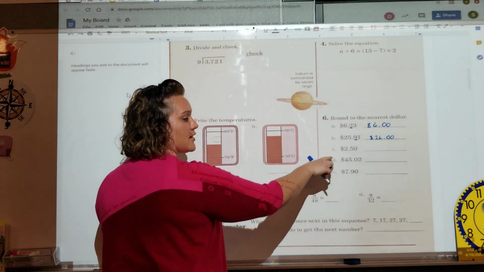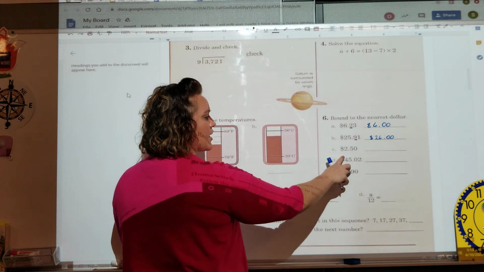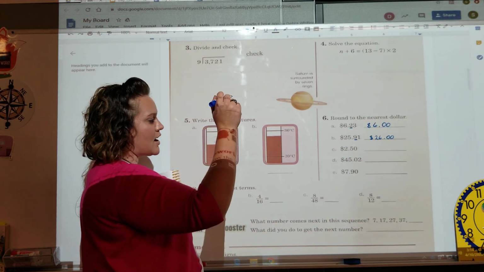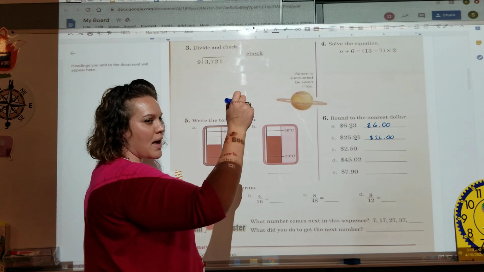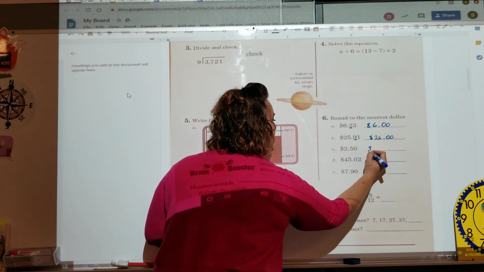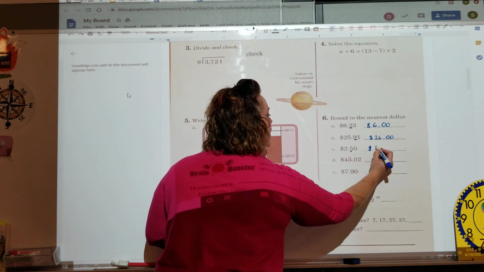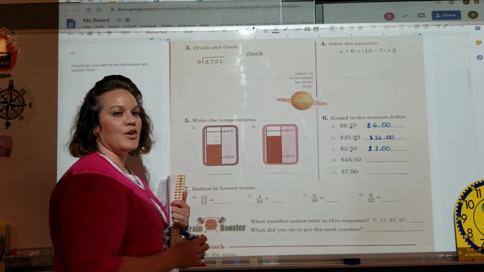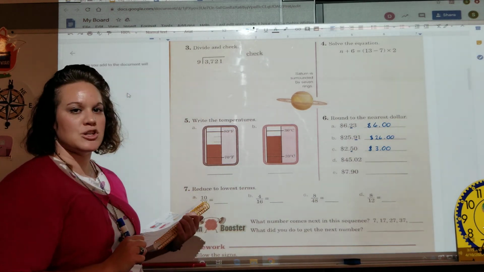This next one is a little bit tricky right here. $2.50. Notice that 5 is the one that's right at the top. Does that one go forward or backward? You're right, that one goes forward. So this one would be $3. Go ahead and do the next 2, and then we'll check our answers.